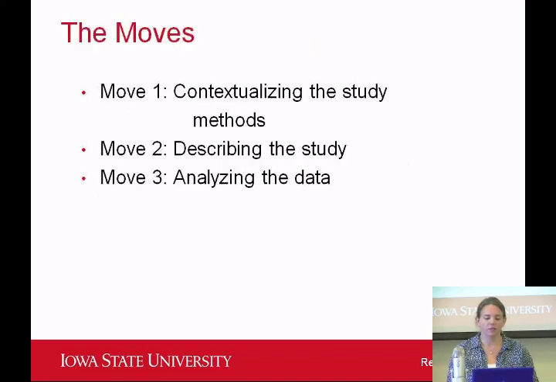Okay, so now that we've discussed really the purpose and the function of the method section, let's look a bit at the three moves within this section. Move 1 is called contextualizing the study methods, and that is the place where you provide more background to situate your study in a larger field of research, so that you might connect your study with other studies that have had a similar methodology, for example.